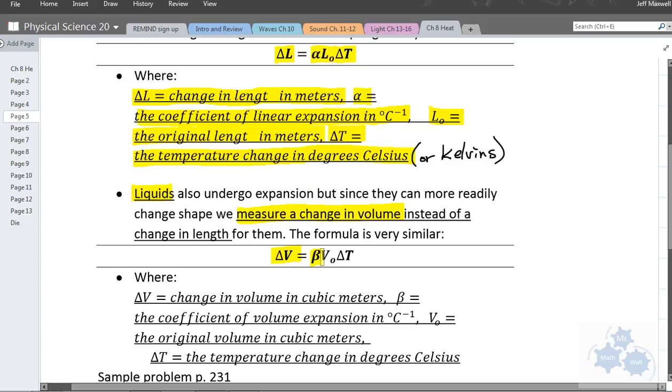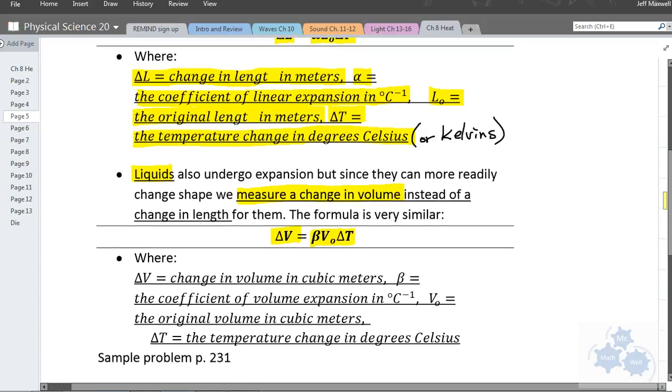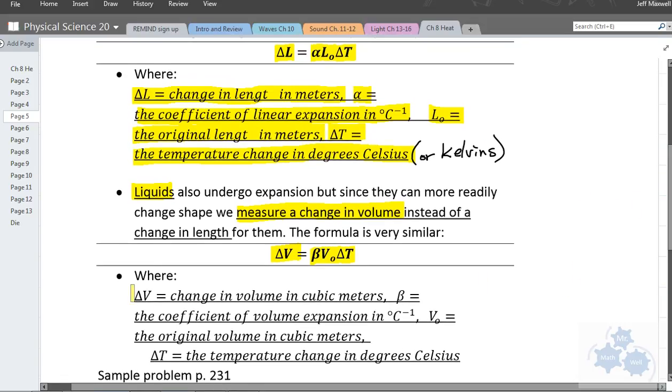Yeah, pretty cool, eh? All right, so V naught, or V0 here, that's original volume, and of course change in temperature as well. So just take a minute to copy this out as well.